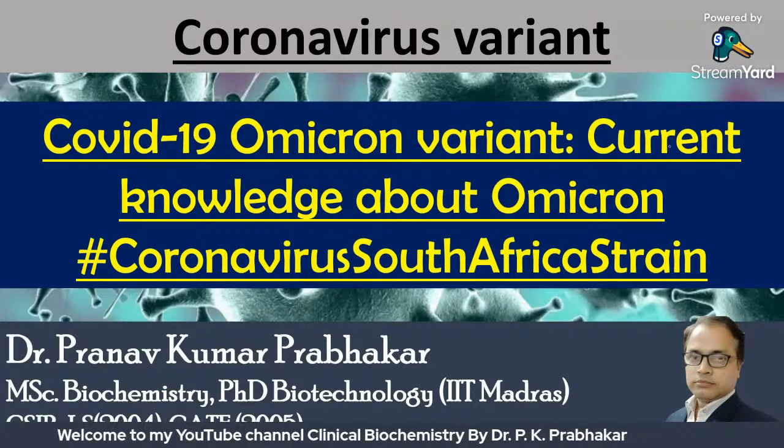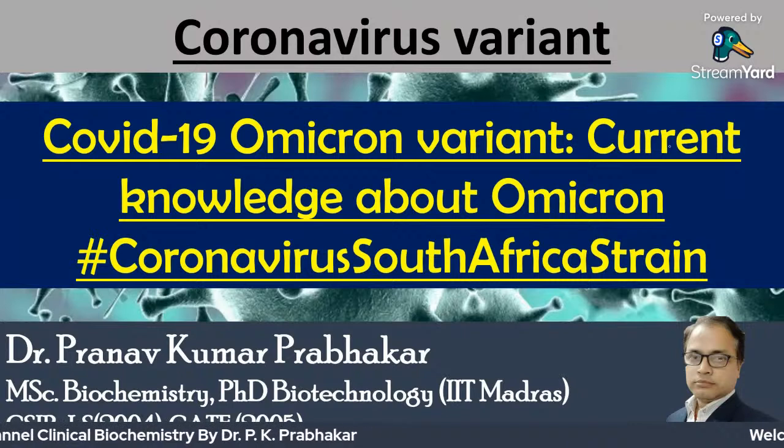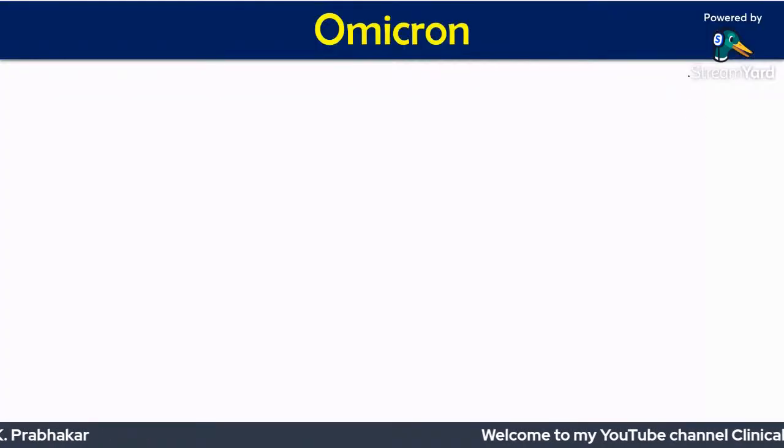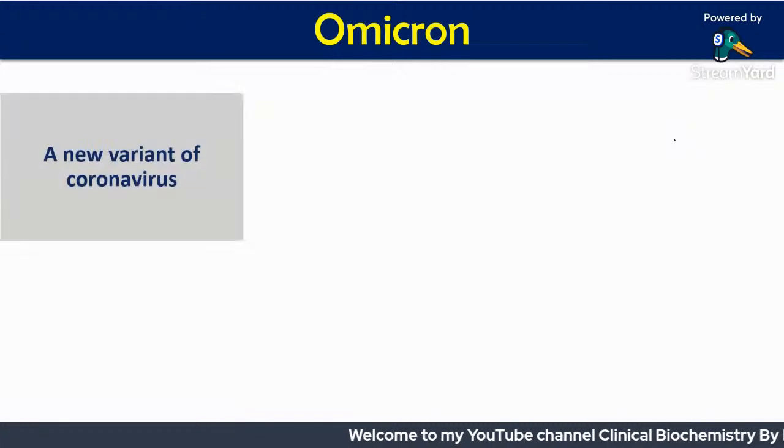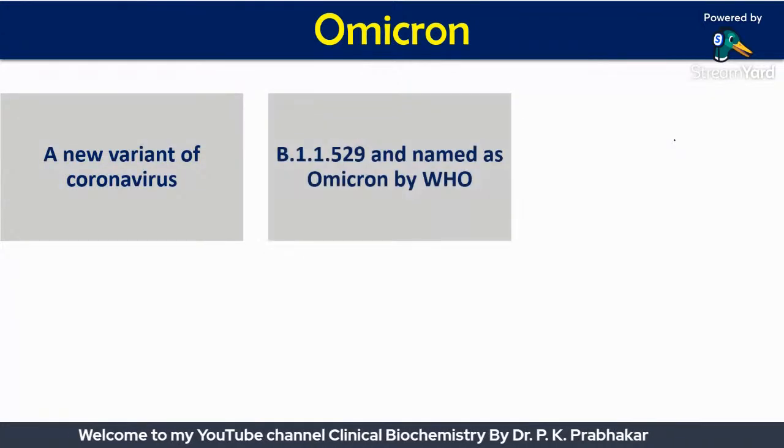Today I'm going to talk about the COVID-19 variant, the Omicron variant, that was recently discovered in South Africa, so it has been given the name Omicron. We are going to see some of the basic information which has been updated by the WHO about the Omicron. The first thing is, this is a new coronavirus variant which has been discovered.